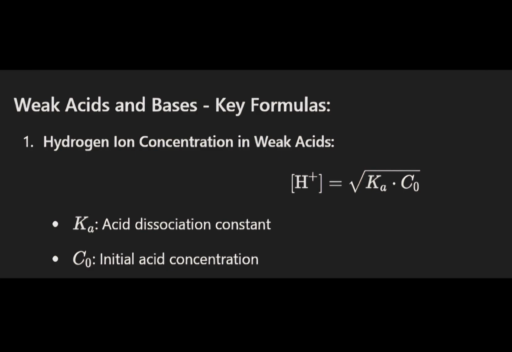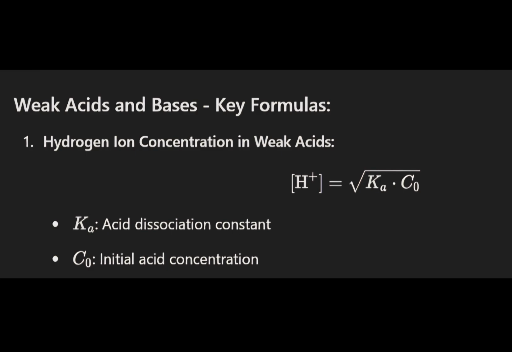The first formula relates to the concentration of hydrogen ions, denoted as H+, and hydroxide ions, denoted as OH-, in solutions of weak acids or bases. For weak acids, the formula to calculate hydrogen ion concentration is H+ concentration equals the square root of the product of the water ionization constant, denoted as Kw, and the base dissociation constant of the conjugate base, denoted as Kb, multiplied by the initial concentration of the weak acid, denoted as C0.